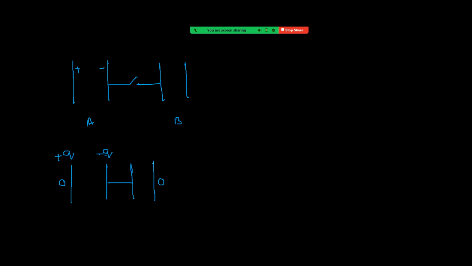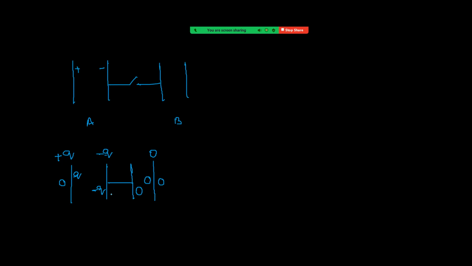Now this plate is now isolated. Since it is isolated, its total charge must be constant. Here no charge is given. Therefore, this must be zero. When this is zero, this is also zero, right? Next, coming to here, this is zero. Since it is isolated, total charge must be constant. Therefore, it must be Q. When this is Q, this will be minus Q.